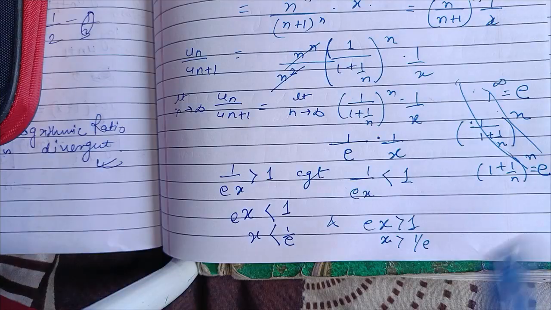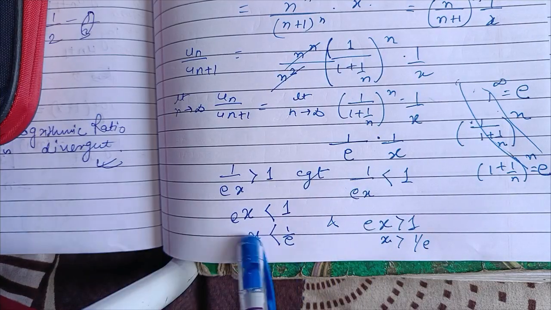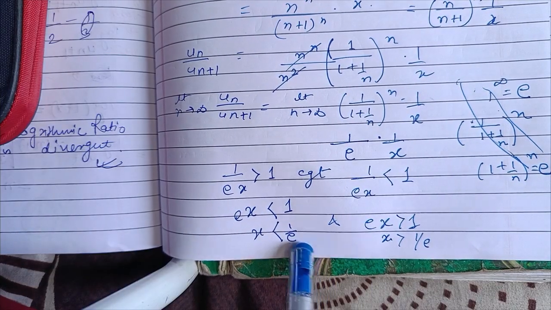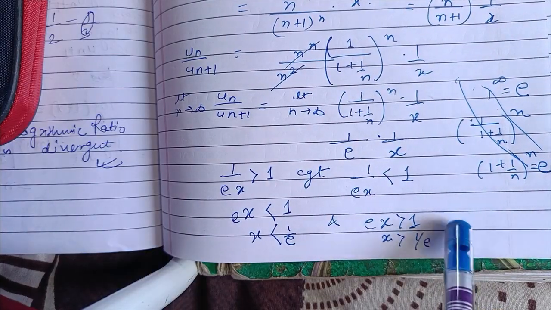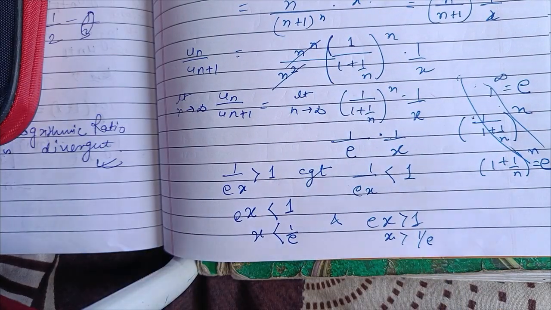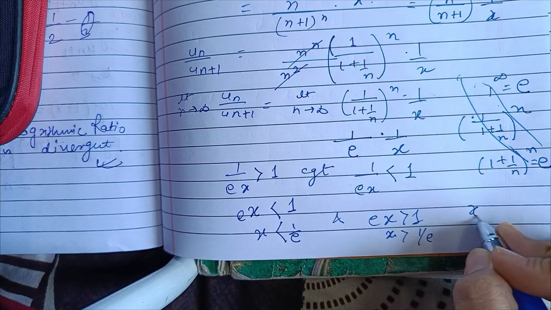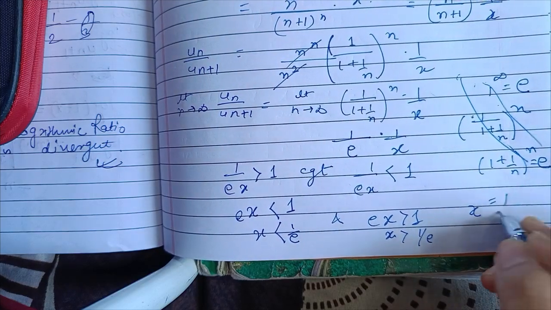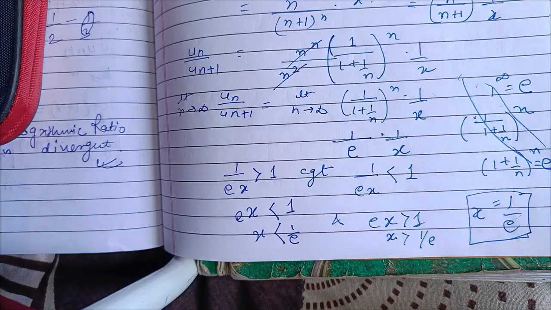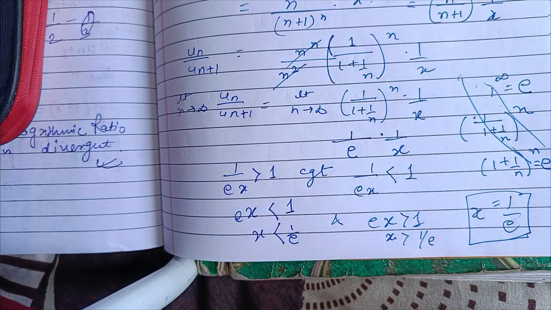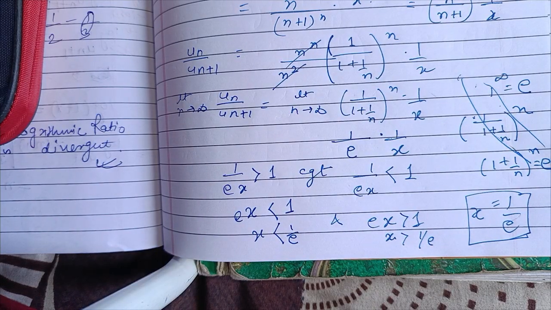So basically this will be convergent if x is less than 1 by e, and this will be divergent if x is greater than 1 by e. But this ratio test will fail if x is equal to 1 by e. Is it clear till here?